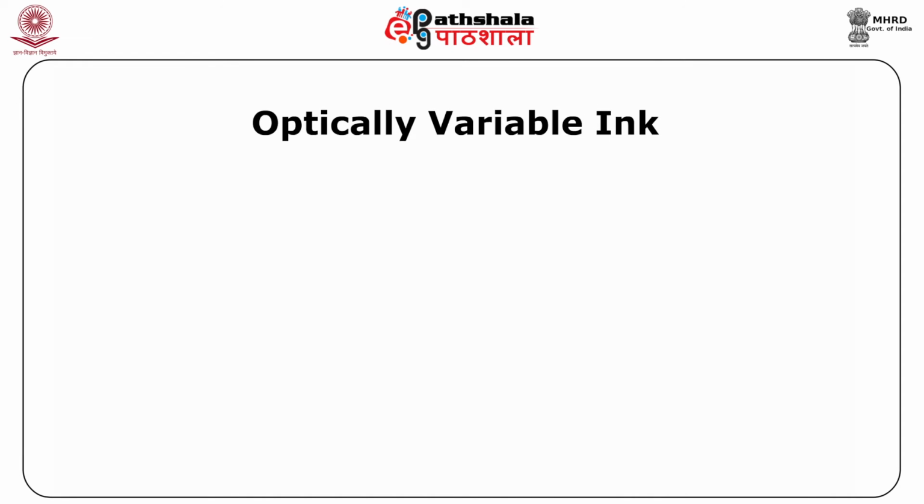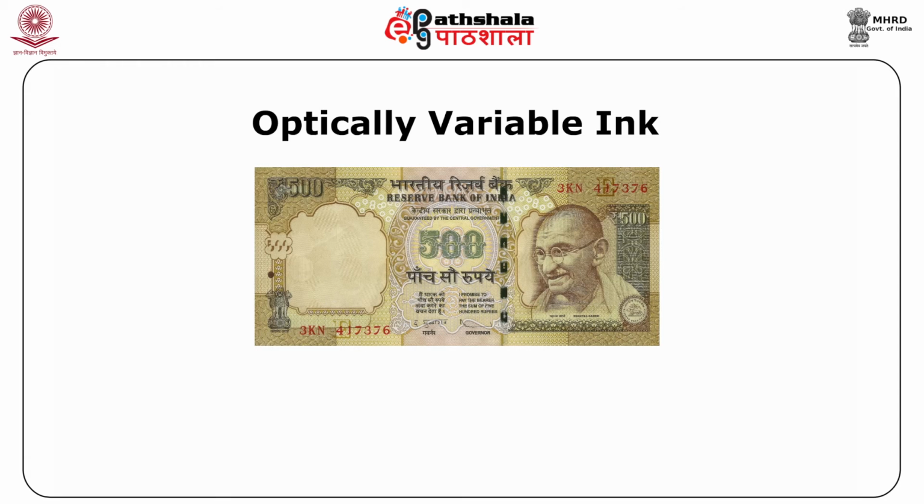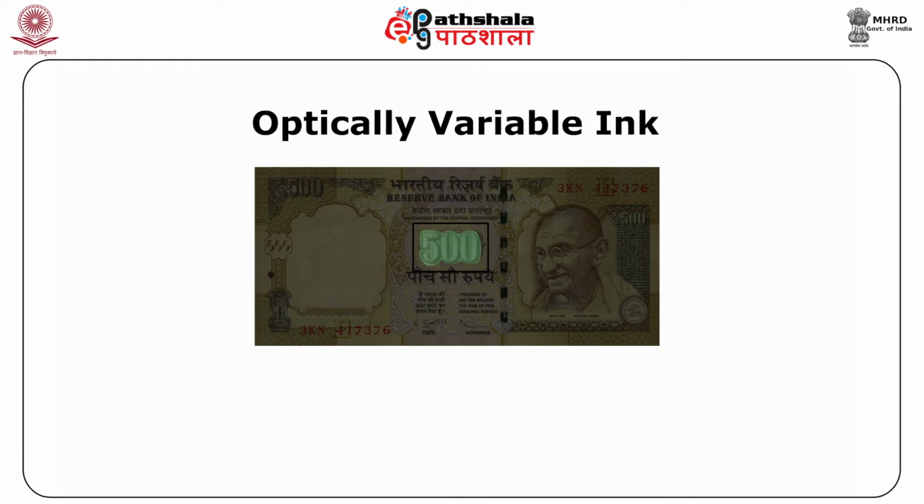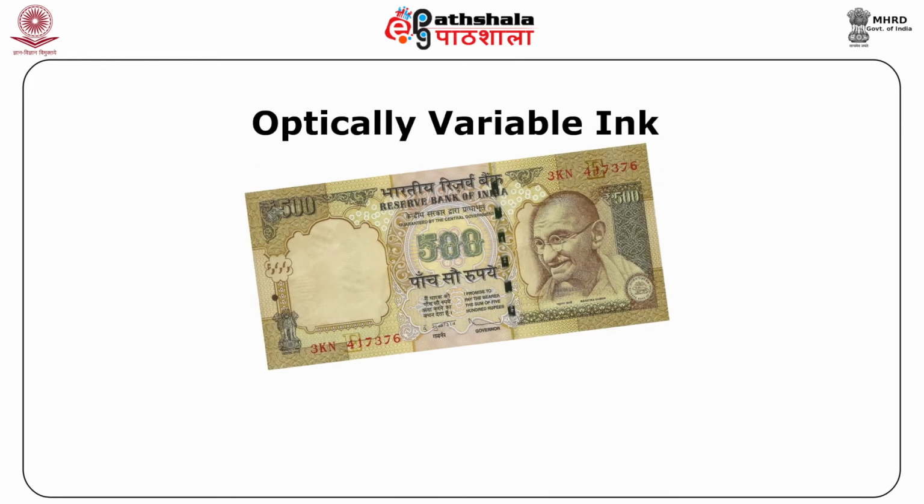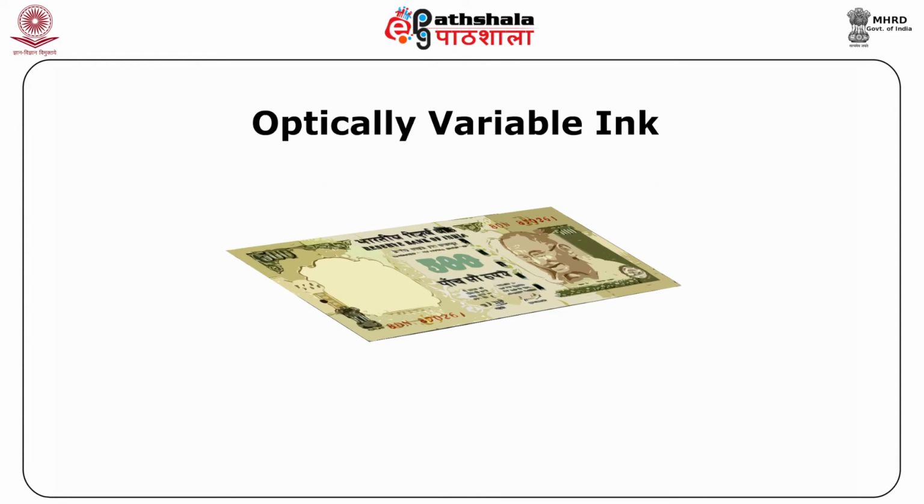Optically variable ink. When the banknote is held vertically, the denomination 500 appears to be of green color. On changing the angle of holding the note, it appears to be of blue color.